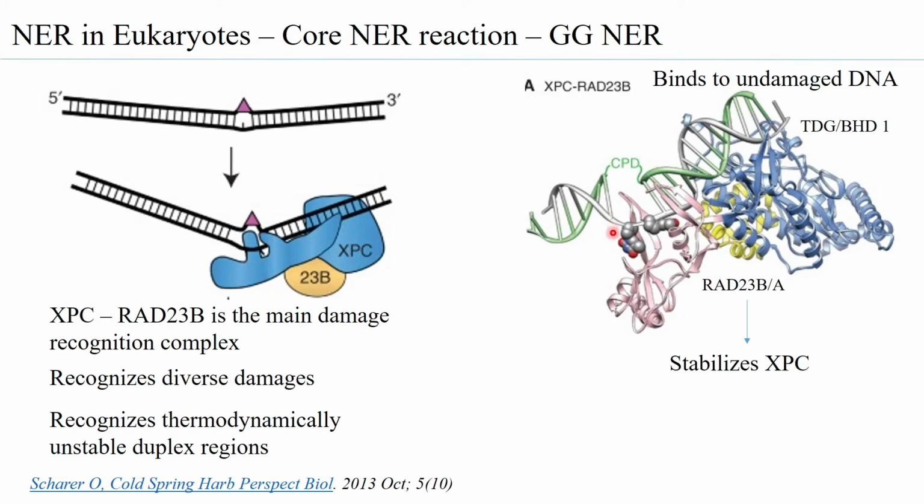Now, RAD23B or RAD23A are just present bound to the XPC to stabilize it. So, as a stable complex, it is able to bind to the DNA properly. There is no direct interaction that the RAD23BA has with the DNA. It is only the XPC component that binds to the DNA.